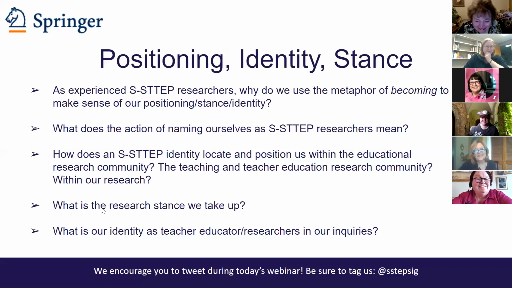how does a self-study of practice identity locate and position us within educational research, the educational research community, the teaching and teacher education research community, and within our research? We embrace a relational ontology which values diversity and difference, accepts incommensurability, and seeks to make space for and welcome this diversity into educational research.